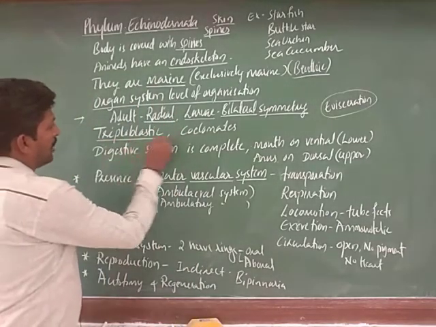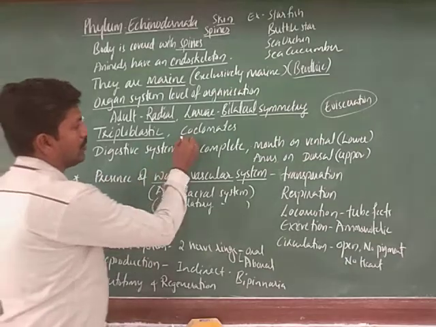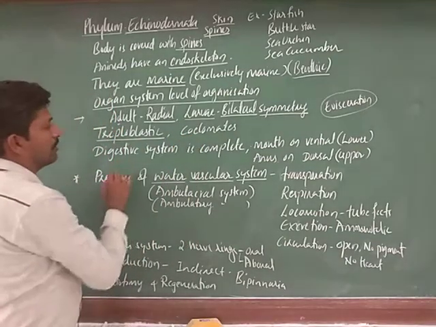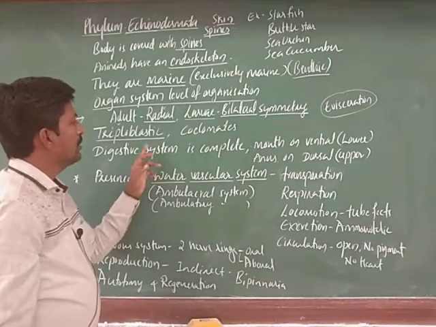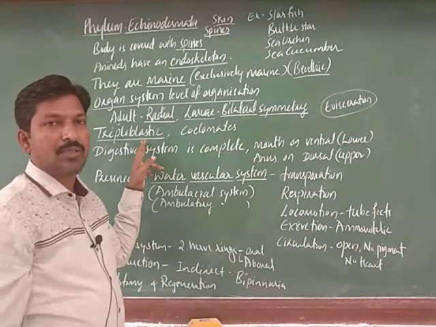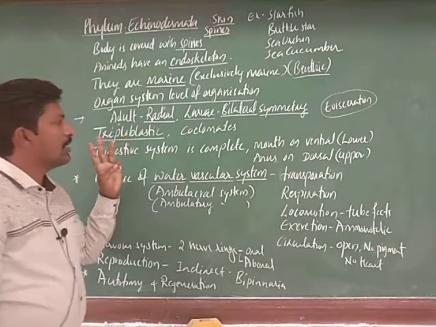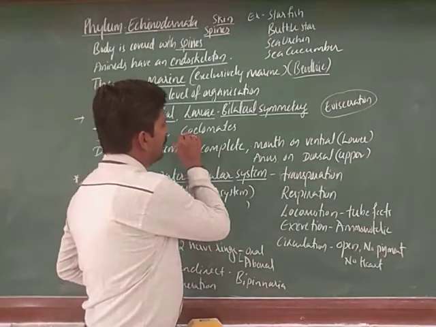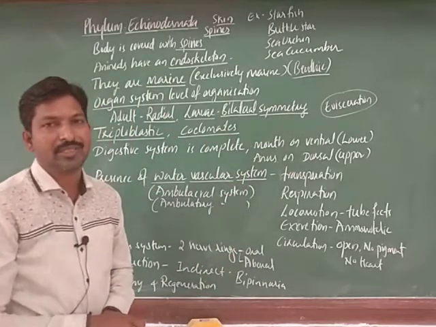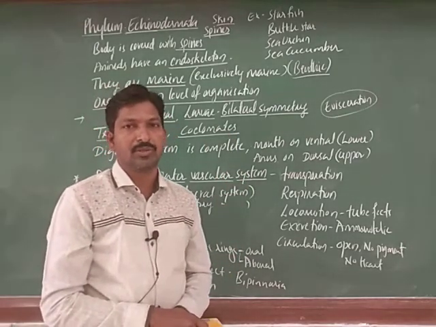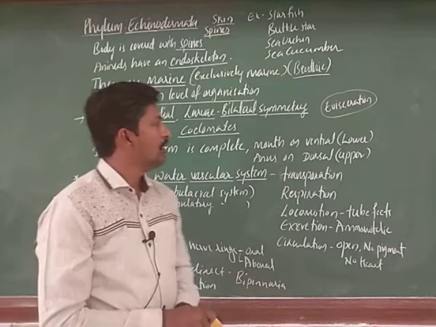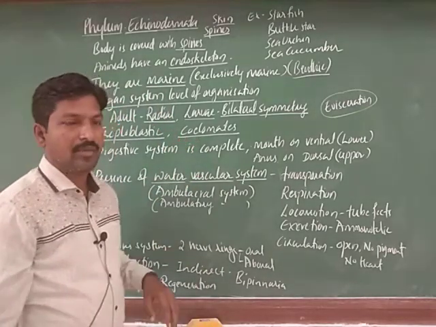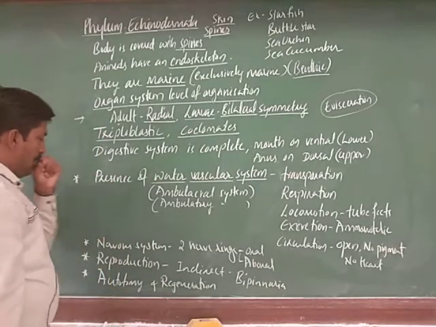Next, they are triploblastic. These are common features we observed in the previous file also. They are triploblastic animals, with 3 germ layers, as you know. Next, we call them coelomates, because a true coelom is present here. True coelom is present, so the animals are called coelomates.